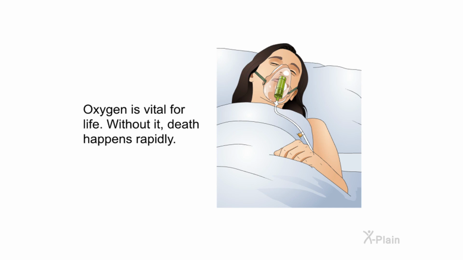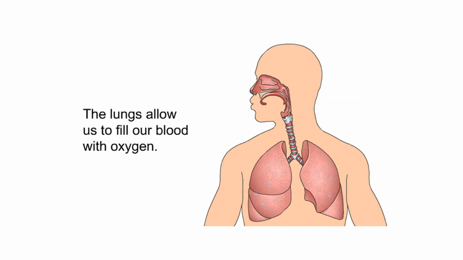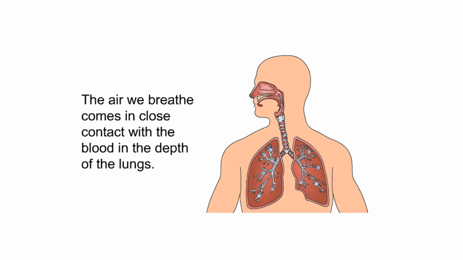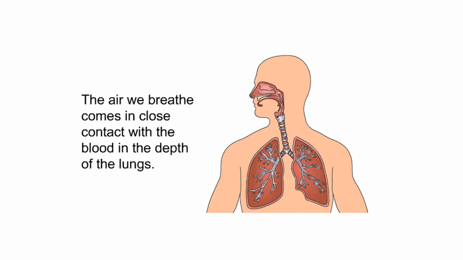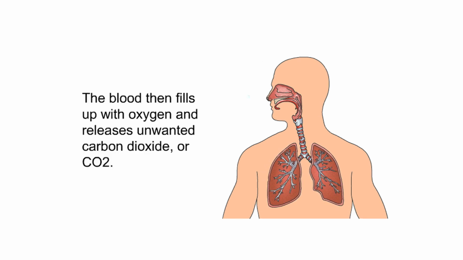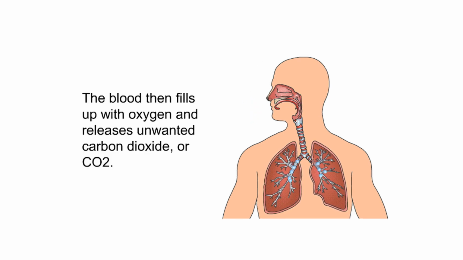Anatomy. Oxygen is vital for life. Without it, death happens rapidly. The lungs allow us to fill our blood with oxygen. The air we breathe comes in close contact with the blood in the depth of the lungs. The blood then fills up with oxygen and releases unwanted carbon dioxide, or CO2.